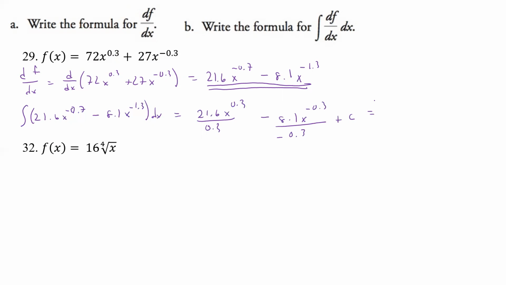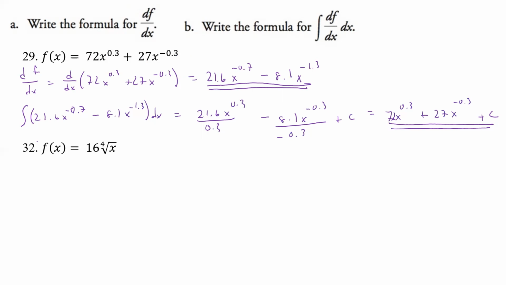Now 21.6 divided by 0.3 gives me 72, which is better, and then x to the 0.3. And then negative divided by negative is positive, and 8.1 divided by 0.3 is going to give me 27, x to the negative 0.3 plus c. And that is the integral of that. So it kind of takes me back to the original plus that constant of integration.